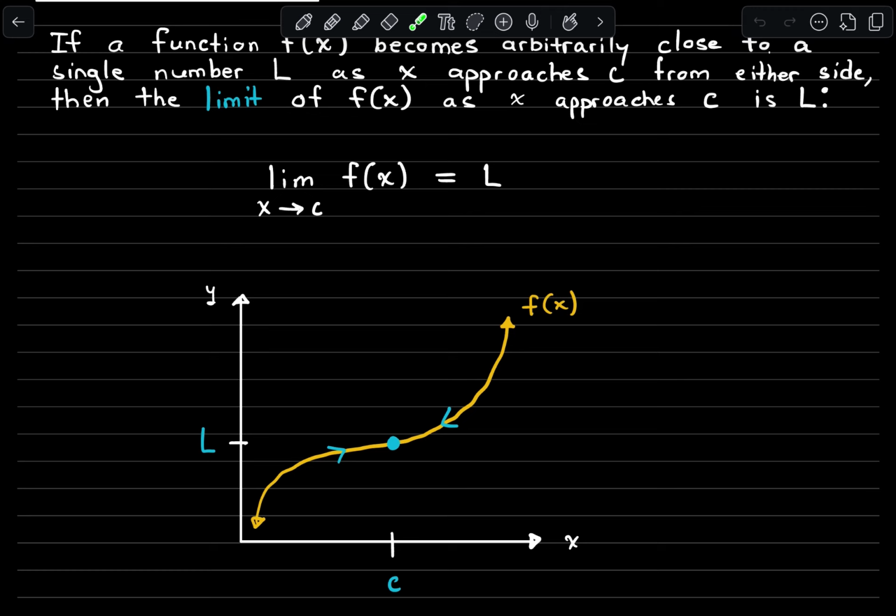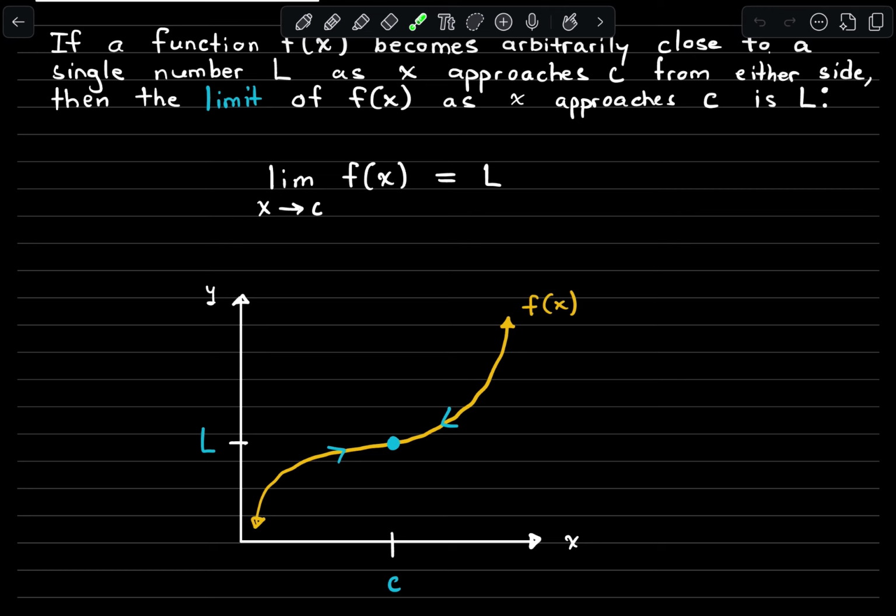Okay, and the same thing's happening if I start on the right side and move left. I move my x values left, closer and closer to c from the right side. The y values are dropping, and they're getting closer and closer to L as that happens. And that's all this is saying. It's saying the behavior of x as it goes to c matches with the behavior of f of x going to L, or the y value going to L. So these are paired behaviors. They're both going simultaneously. Both things are happening at the same time.